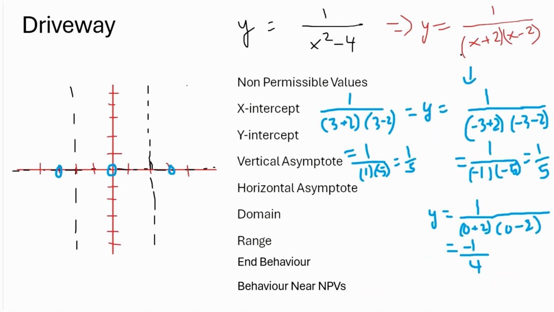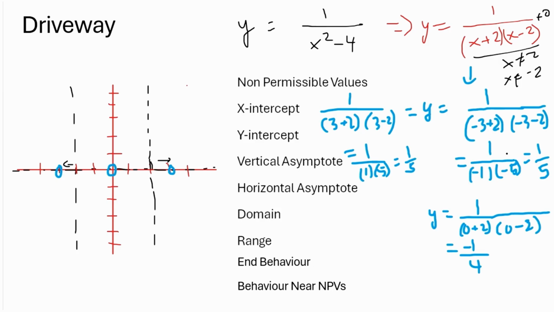The second type of graph is the driveway. This is when you have a normal quadratic like this with two x-intercepts. Two x-intercepts means two NPVs. So our first NPV is positive 2, second is negative 2. So we put those lines in, and our k value is again 0. And now what we do is we take those 3 points again. First point is one to the left, one to the right, and then right down the middle.